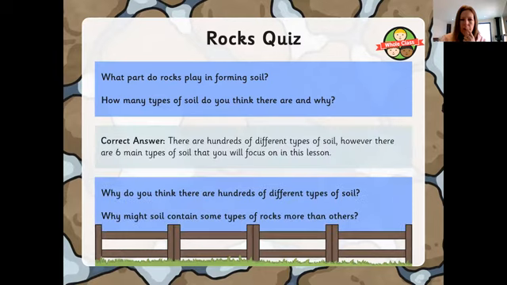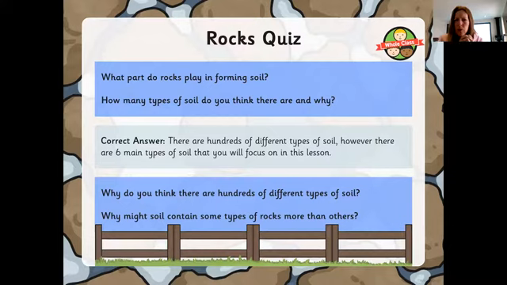Well, let's have a look. So here's the correct answer. There are hundreds of different types of soil. However, there are 6 main types of soil that we're going to focus on and be thinking about in this lesson. There are lots and lots of different ones, but 6 main ones that we're going to concentrate on. So why do you think there are hundreds of different types of soil?